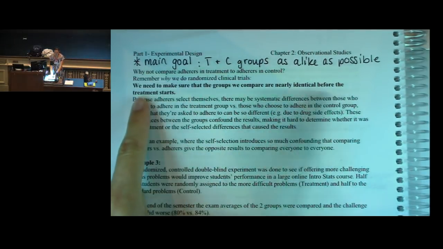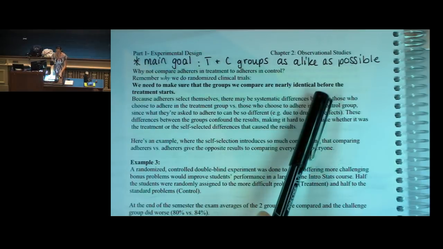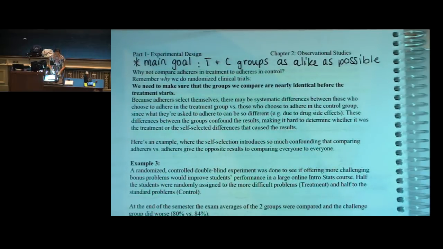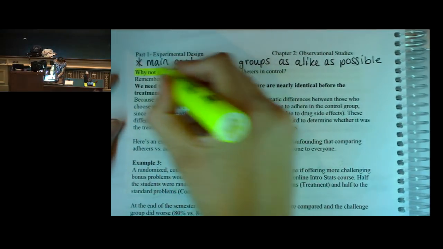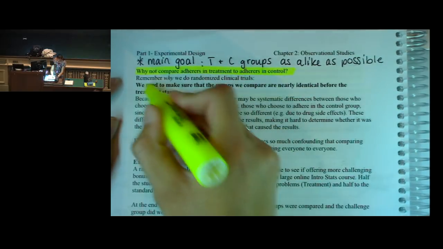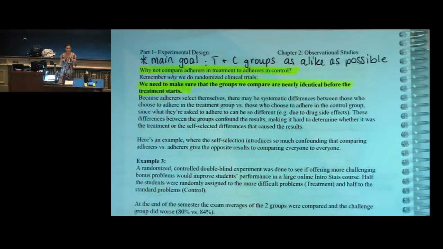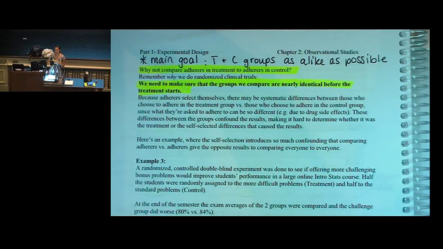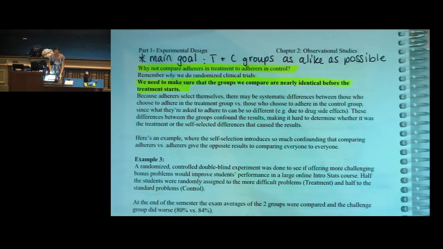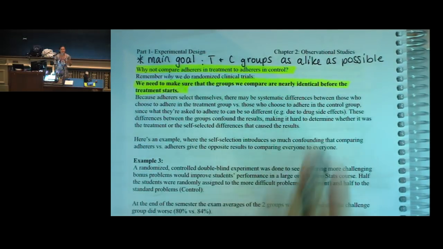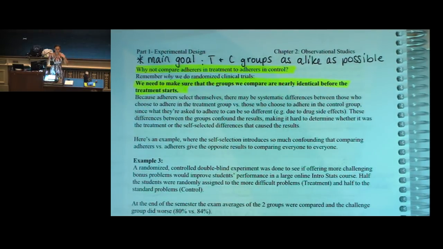It says, we need to make sure the groups we compare are nearly identical before the treatment starts, right? This is review. Why do we do randomized clinical trials? We want the groups to be as alike as possible, so at the end, if we see a difference, we can attribute that to the treatment. Adherers and non-adherers, again, they're self-selected, so the reason that they do what they do might be different if they're in the treatment group versus the control group.